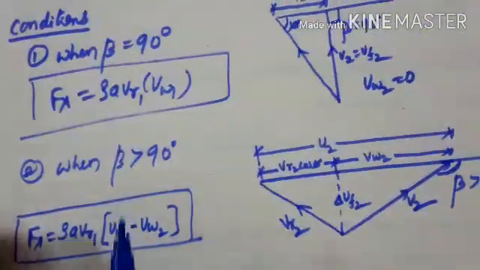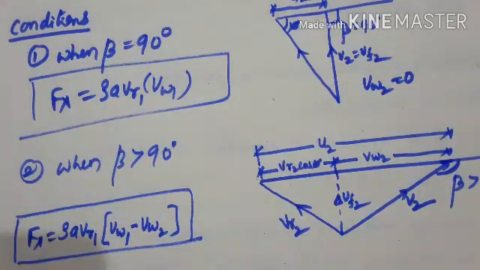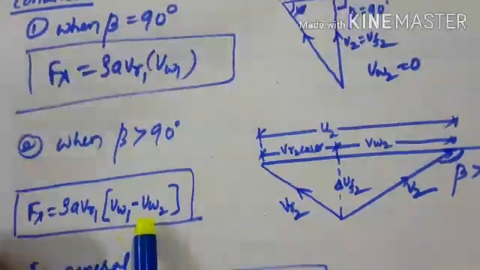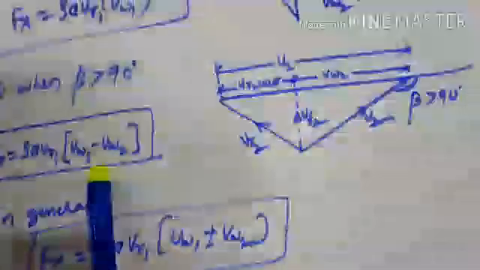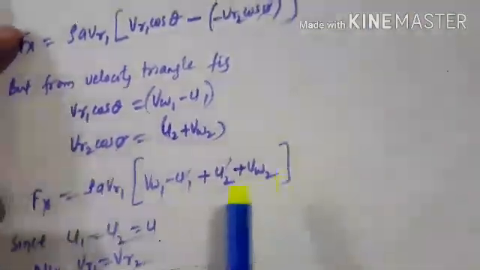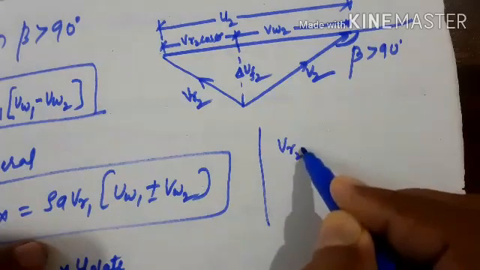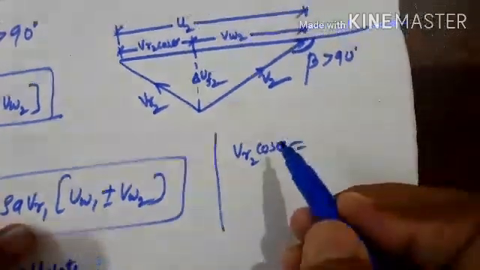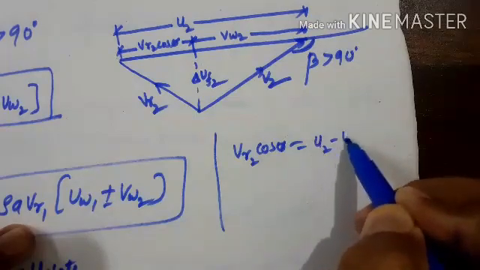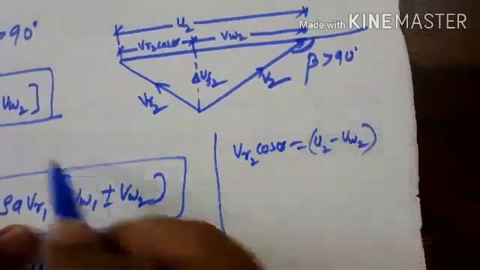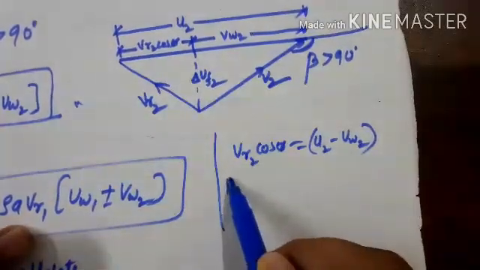The only thing is the conditions we apply here. When beta is more than 90 degrees, you will get VW1 minus VW2 here. When beta is less than 90 degrees, this was the equation we got, the VR2 cos phi. So this VR2 cos phi, look at this figure. How have we got the minus sign here? VR2 cos phi will be U2 minus VW2. So when you substitute in this equation here, what will Fx be?